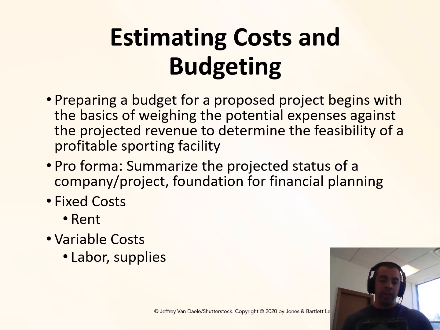So the three things that we really need to know here is what's a pro forma. A pro forma is something that summarizes the projected status of a company or project that enables us for sound financial planning. Some things you might see on a pro forma are fixed costs and variable costs. Fixed costs are just that, things that don't really change significantly month to month or year to year. The most notable fixed cost is monthly rent or mortgage payments if you were to buy the facility. The variable costs, which can depend on the scale or size of your business and can change significantly month to month, might be something like labor or supplies.